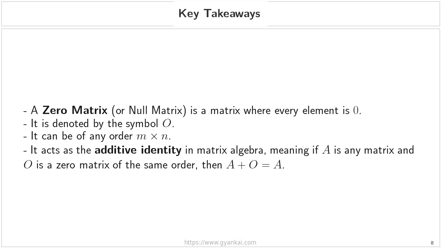Finally, let's discuss its functional role. In matrix algebra, the 0 matrix acts as the additive identity. To put this simply, if you have any matrix A and you add it to a 0 matrix O of the same dimensions, the result remains the original matrix A. This is the exact same principle as adding 0 to any number in basic arithmetic, where the value of the number remains unchanged. Now, let's wrap up everything we have learned in this lesson with a few key takeaways.